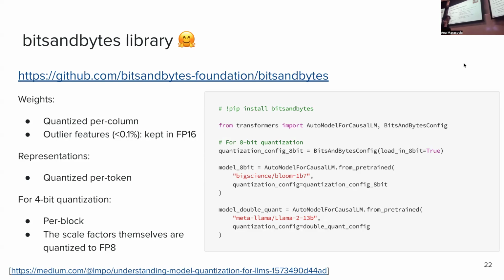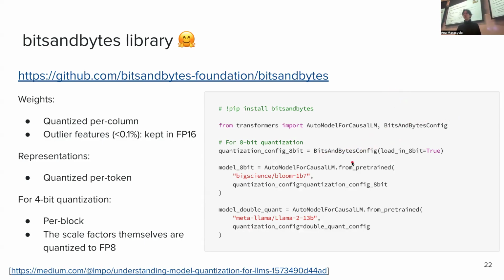The only change you would need to make to your code is to import BitsAndBytesConfig. You would need to make an instance of this class and say load_in_8bit=True. And then when you are loading a model, you would load it as usual.